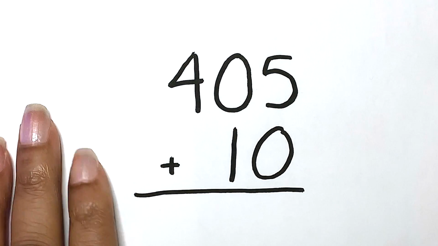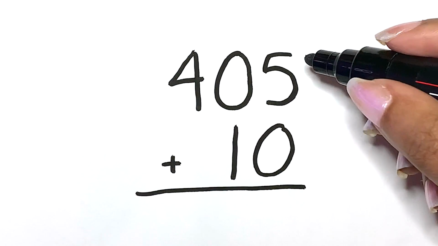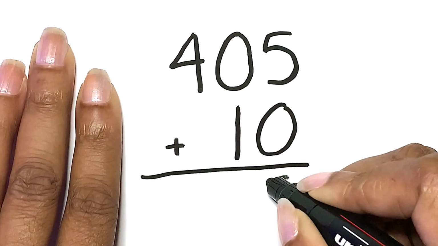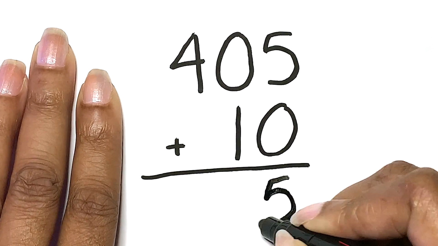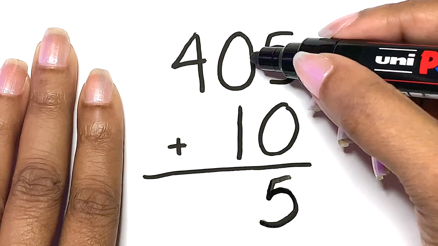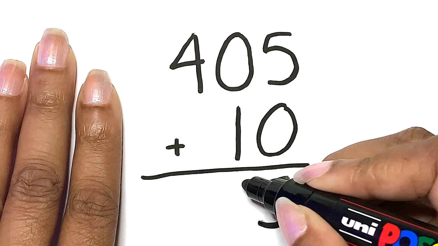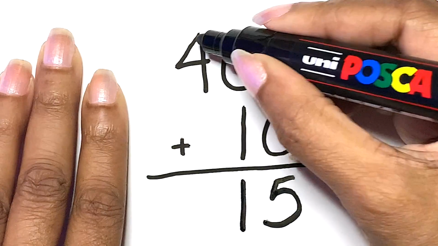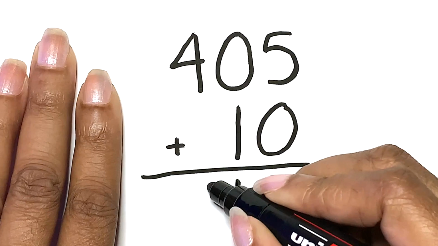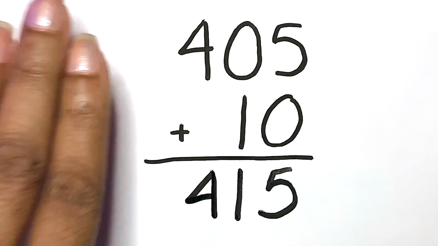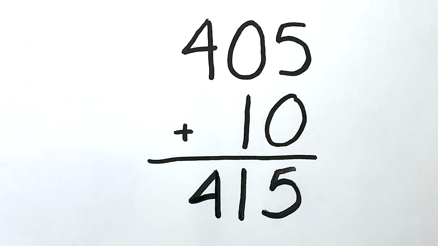Alrighty, so let's start by adding the 5 and the 0, okay? So 5 plus 0 will give us 5. Okay. Then we add the middle. So 0 plus 1 is going to give us 1. And since there's no number under the 4, we're going to bring the number 4 down. Okay. Alrighty. 405 plus 10 equals 415. So 415 is an odd number.